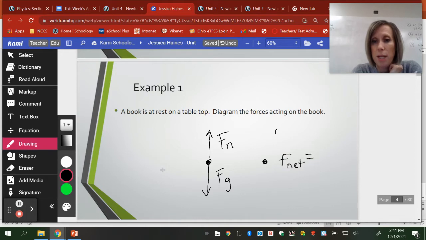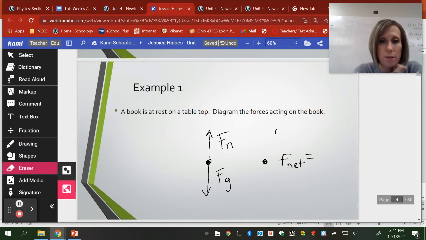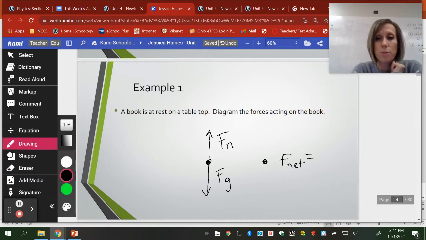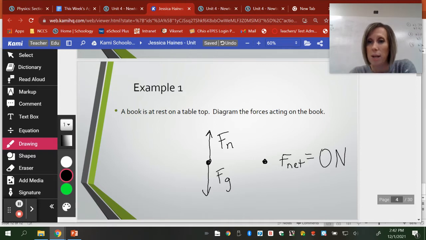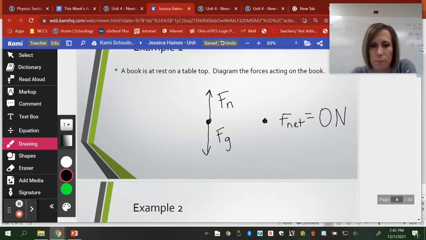Sometimes net force will be equal to some number, and we'll know what that is right away. Sometimes net force will just be an arrow indicating overall what direction the object is moving, if we don't have numbers involved. Because the normal force and the force of gravity on a book sitting on the table are equal and opposite, the net force on this one is equal to 0. So if you know what that net force is, put it in. We know that the net force is equal to 0, and since we have that, there are no arrows involved.